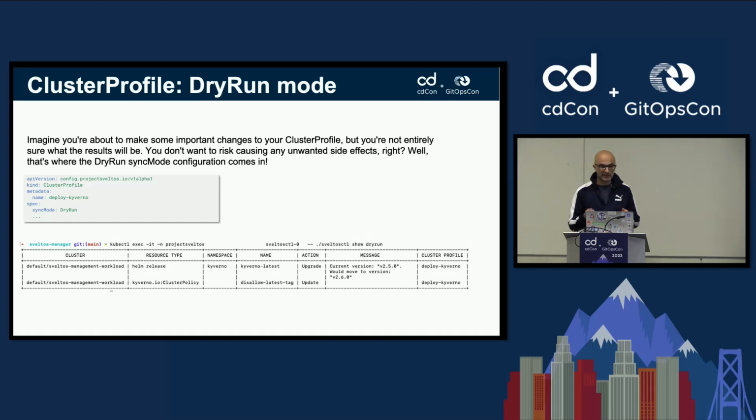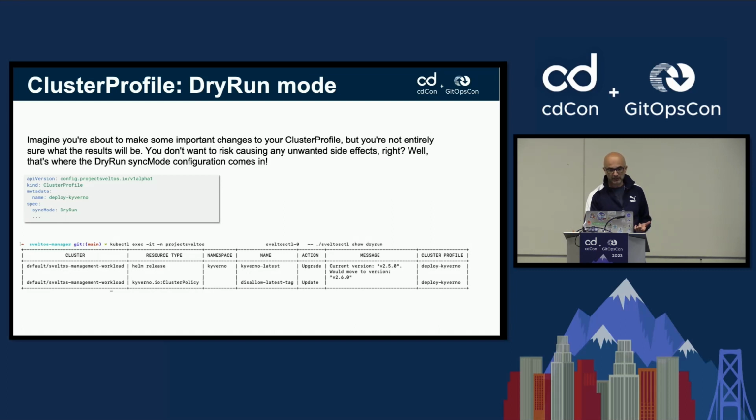So Sveltos has this sync mode where you can set sync mode to dry run. When the sync mode is set to dry run, what it means is we are asking Sveltos to run its entire logic, so find all the clusters that are going to match the cluster profiles, pretend that it's going to deploy all the add-ons like Helm charts or the content of the config maps and secrets, but do nothing to the managed cluster. Simply let us know what the effect is going to be.